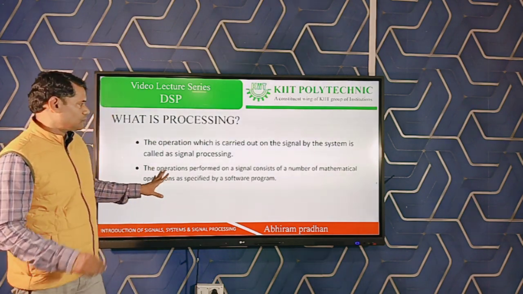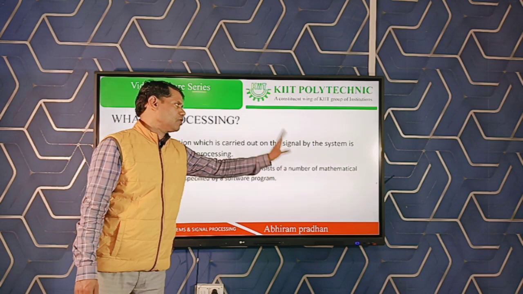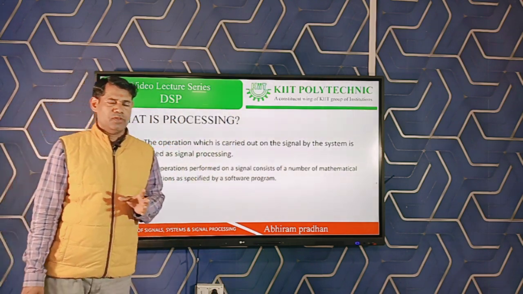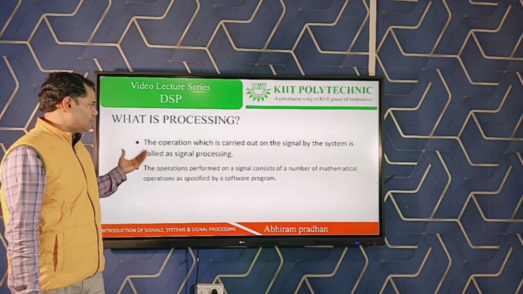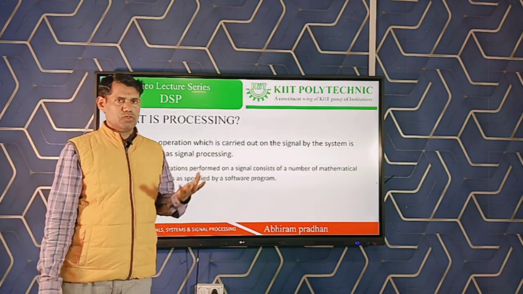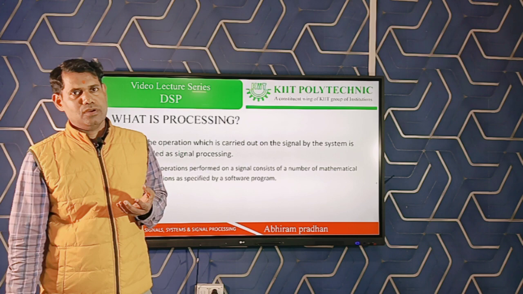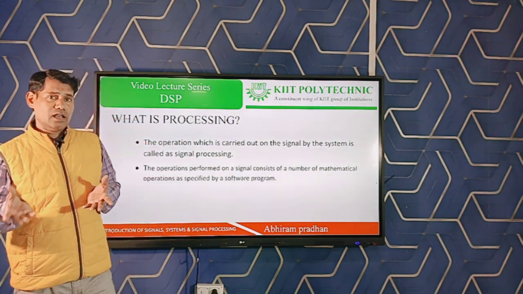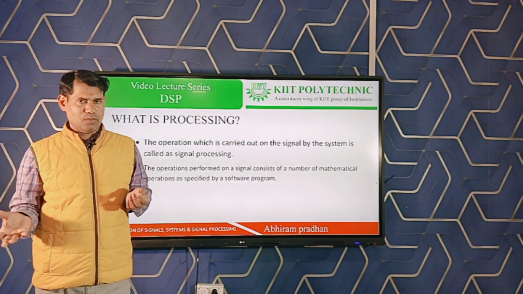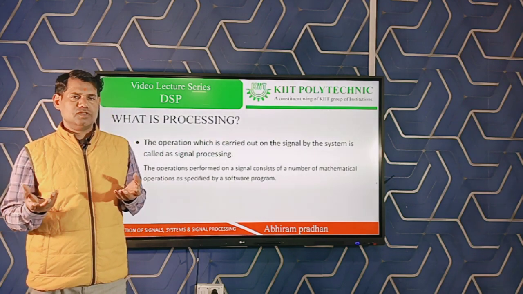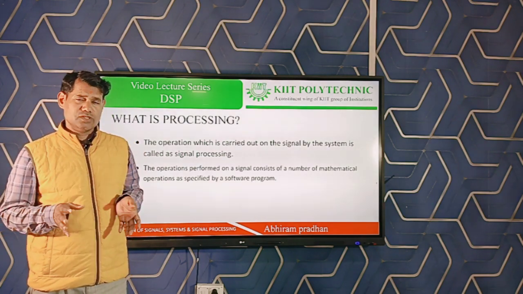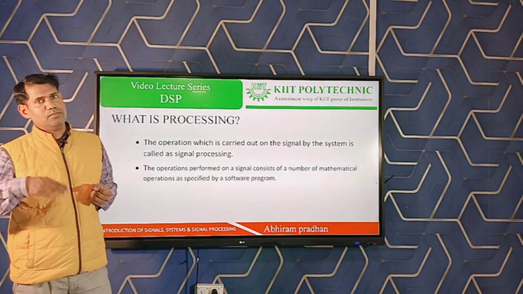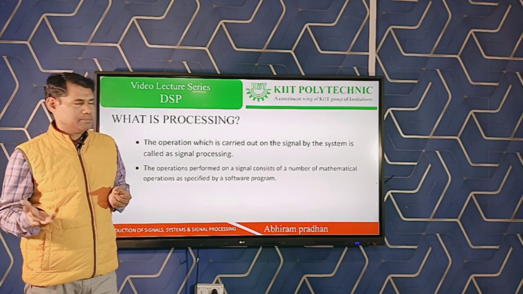The operation performed on a signal consists of a number of mathematical operations as specified by the software program. That operation may be like amplification, which is also processing. In analog cases, you must have read a number of processing types. Filtration is also processing on a signal. So every operation has some meaning and some aim.